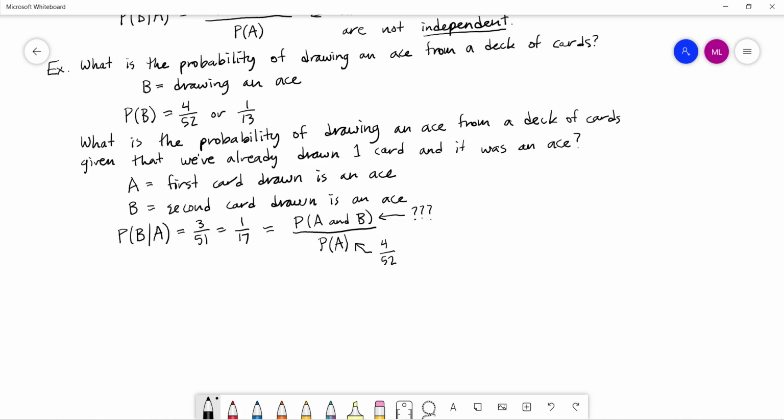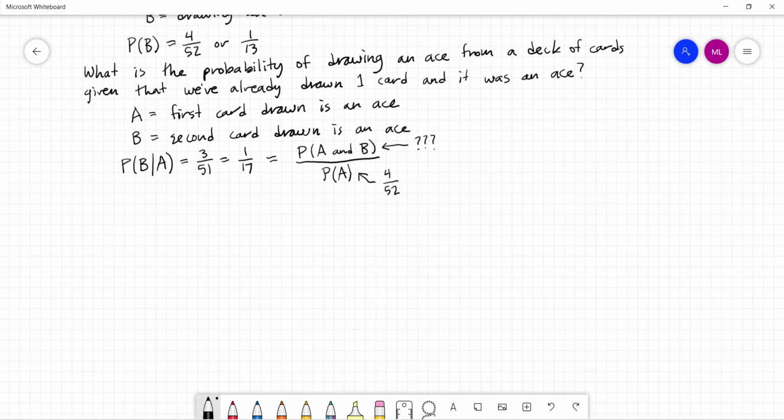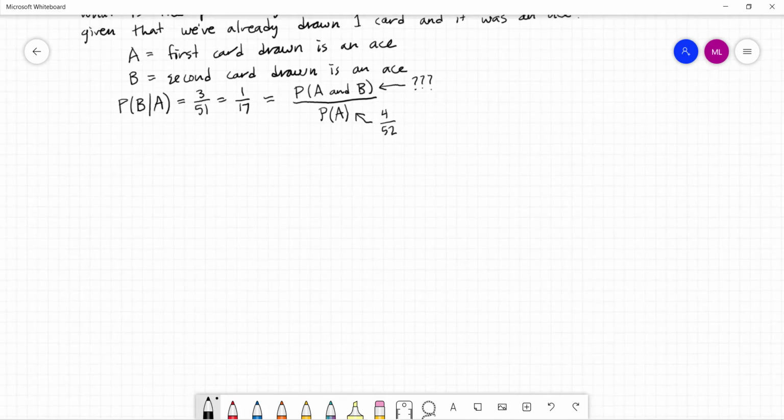So keep in mind, this is actually the hardest part of this problem, figuring out the probability of A and B. And so we'll talk about how we can figure out the probability of A and B in other situations. Because basically right now, this is about as far as we can get on this problem. This is now the tricky part. How can we figure out this probability?